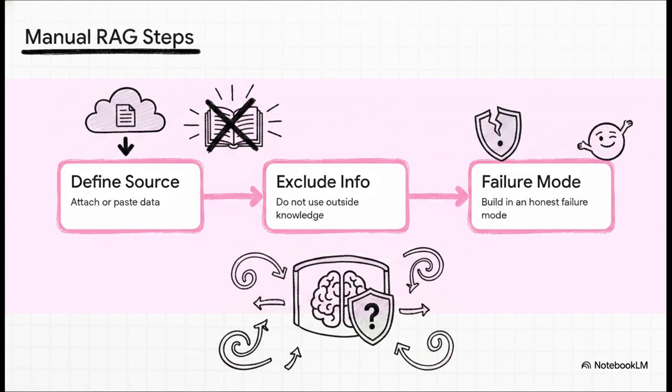Now, at an enterprise level, RAG is this massively complex software architecture. But guess what? You can do a sort of manual RAG right now just by attaching documents in your everyday chatbot. To do it right, though, you've got to follow these steps. Step 1, define the source. You literally tell the AI use only the attached document. Step 2, exclude outside knowledge. Tell it straight up not to use its prior knowledge. And step 3, build in an honest failure mode.